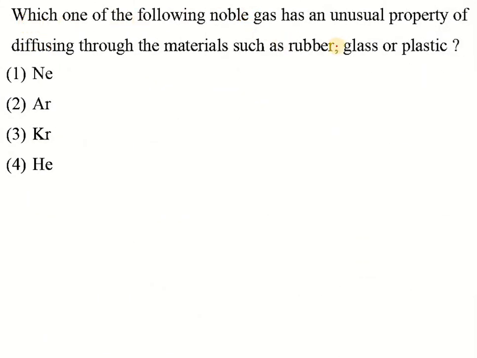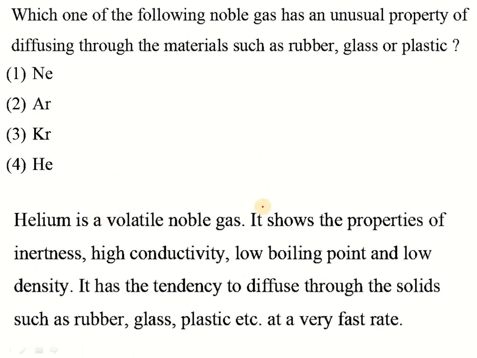Which of the following noble gases has the unusual property of diffusing through materials such as rubber, glass and plastic, etc.? Usually helium has this kind of volatile noble behavior. This property is because of its high conductivity, low boiling point and low density. It diffuses through solids such as rubber, glass, plastic, etc. very fast. So helium is the answer for this question.